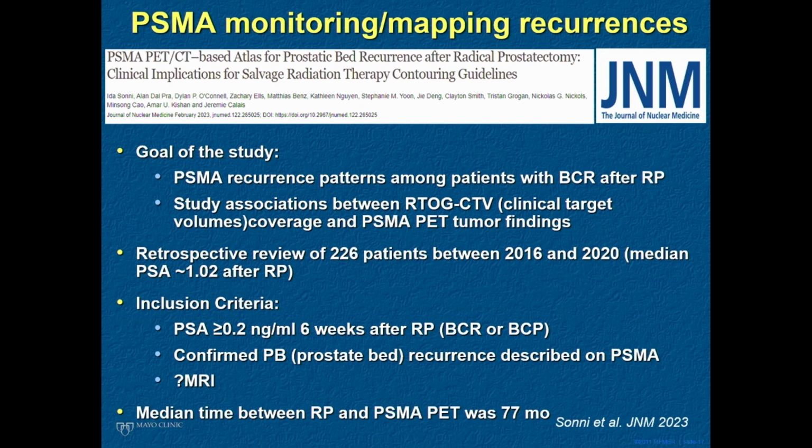So this is an interesting study also for patients who had biochemical recurrence, again, only after radical prostatectomy, where they looked at the salvage clinical target volumes regarding salvage radiation to determine how much we would have missed with the PET scan. You can see here inclusion typically 0.2, 6 weeks after RP or later, and they confirmed a prostate bed recurrence described on PSMA, median time from RP to the PET. So these were fairly favorable disease here, 77 months, so over 5 years.